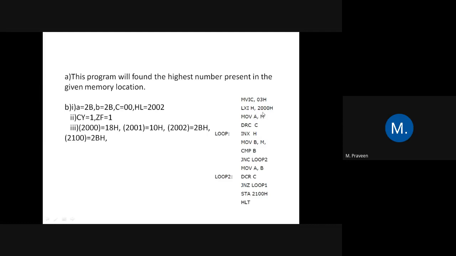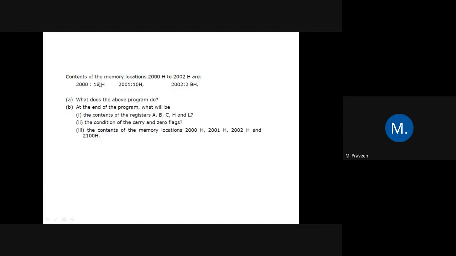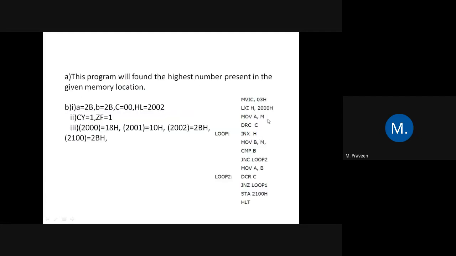The memory value is pointed to by the HL pair, and the HL pair is 2000. In 2000, we have 18, so that value is now moved to the accumulator. Then DCR C means the C value is decremented by 1, so now the C value is 2.